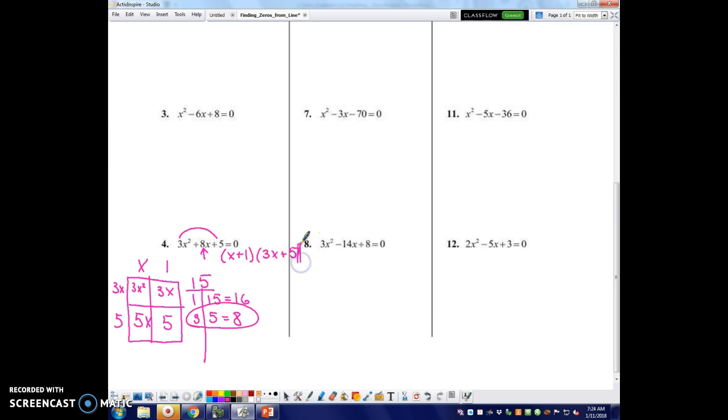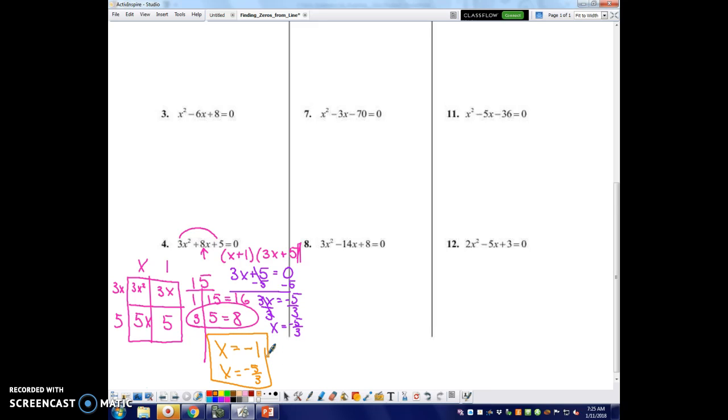So we already know, x plus 1, what's the solution for that? X equals -1, okay? But now we need to find this one. So we have 3x plus 5 equals 0, okay? Now we need to solve for x. So subtract your 5. You have 3x equals -5. Then we divide by 3. So x equals -5 over 3. So your solution is x equals -5 over 3.